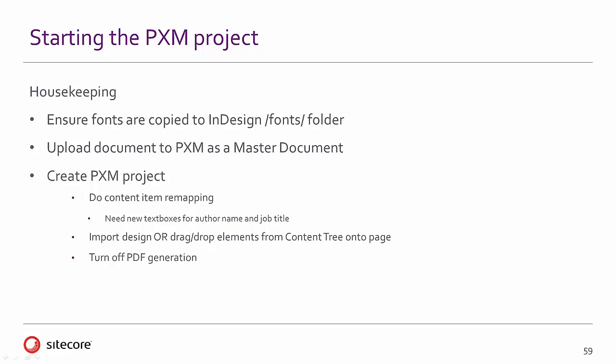But in our case here, because we're working with some real-world examples, I'm going to show you how to go through that process. Next, we'll take that source document and we'll upload that to PXM as a master document. And next we'll create our PXM project and start to do some of that content item remapping and start to do some of that document transformation that we discussed in order to handle automation scenarios. So we'll start to do that right now.